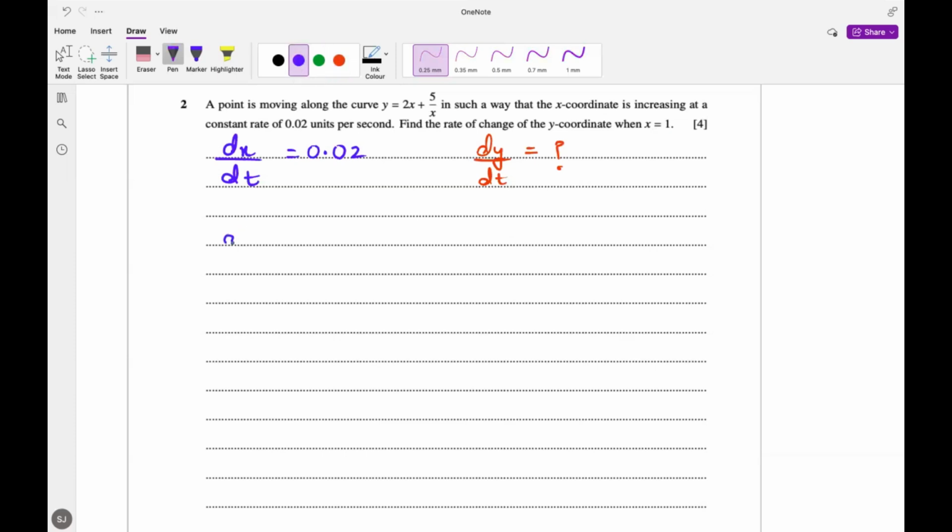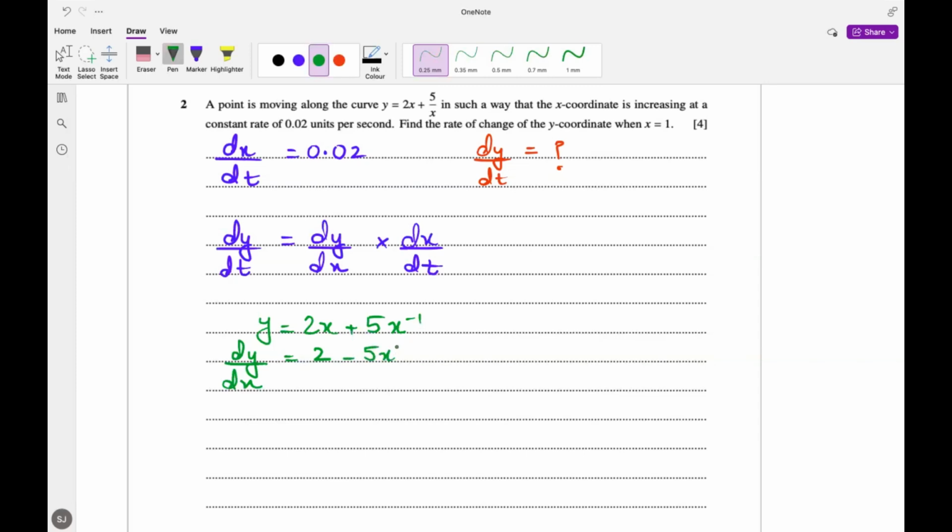Now, we know that dy/dt = dy/dx multiplied by dx/dt. To find dy/dx, we'll use the equation y = 2x + 5/x, and we'll bring the x in the numerator, so this will become x to the power −1. Finding dy/dx, the derivative of 2x will become 2. For 5x^(−1), we'll multiply −1 by 5, which will become −5, and decreasing the power by 1, we'll get −2. We'll write it as 2 − 5/x squared.